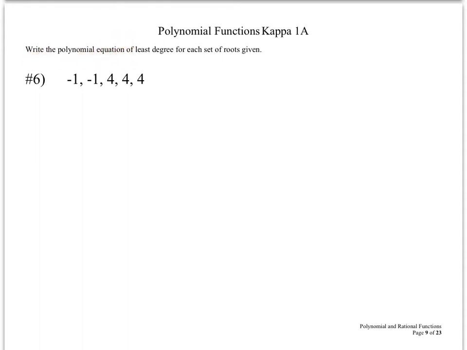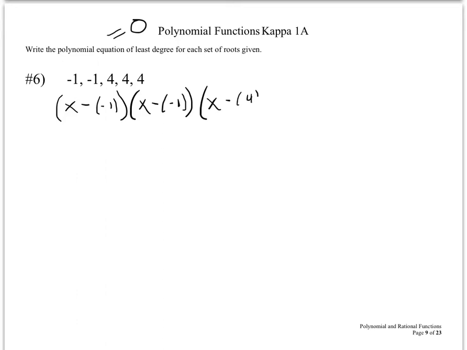Write the polynomial equation, that means this is going to be equal to 0, of least degree for each set of roots given. There are 5 roots, so we're going to have 5 sets of parentheses, x minus negative 1, x minus negative 1, x minus 4, x minus 4, x minus 4 equal to 0. Change this a little bit. Subtracting a negative 1 is like adding 1. So we end up with x plus 1 times x plus 1.